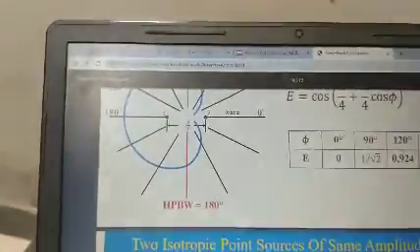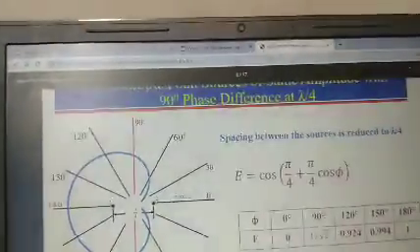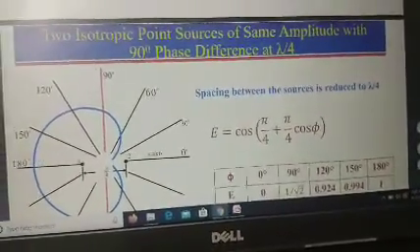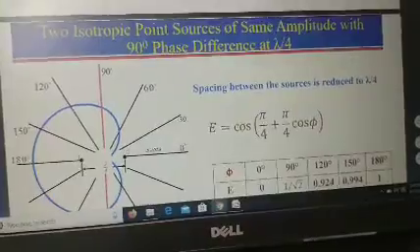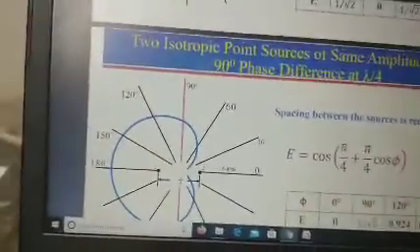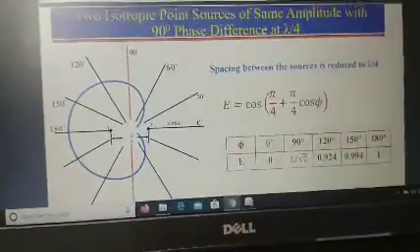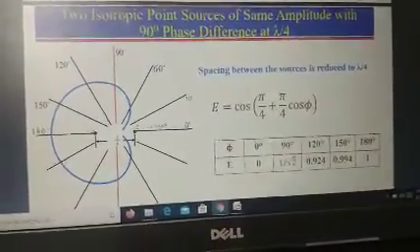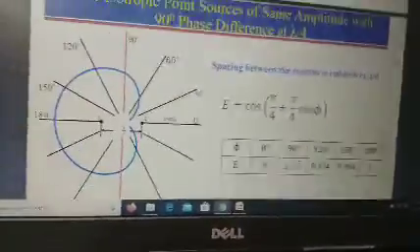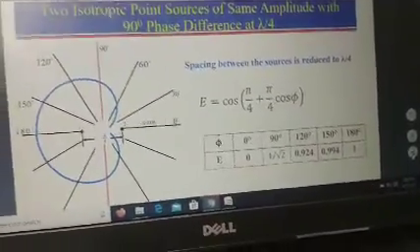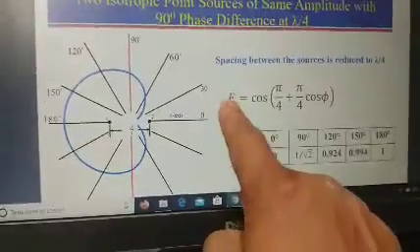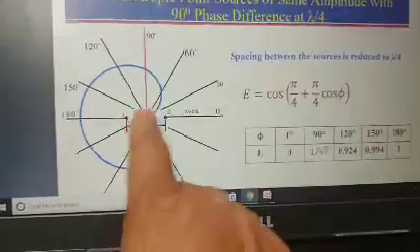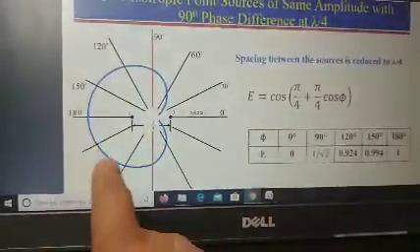See, the next case: two isotropic point sources of the same amplitude with 90-degree phase difference. For this case, the spacing between the sources is reduced from lambda by 2 to lambda by 4. If we reduce the distance between the two isotropic point sources, the final equation is E equal to cos(pi/4 plus pi/4 cos phi). And its radiation pattern is a heart type of shape.